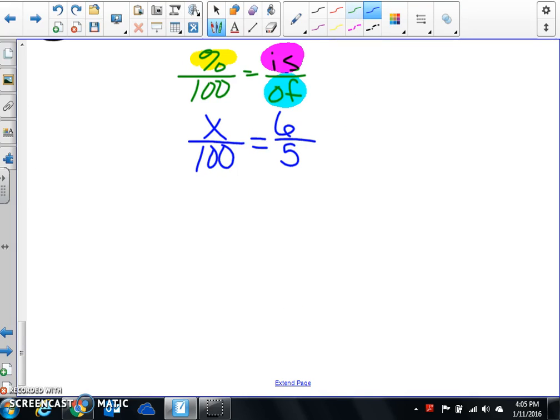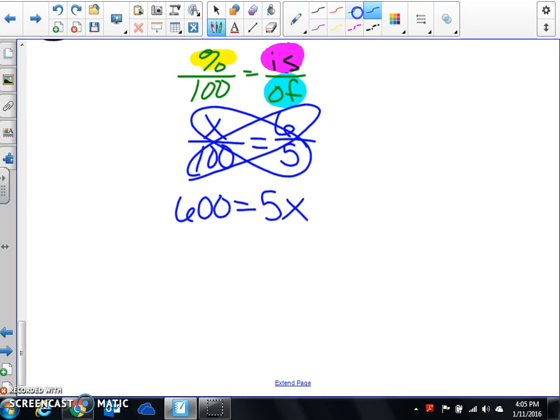Now let's do a little bit of cross multiplication. 100 times 6 is 600. 5 times x is 5x. And then I divide both sides by 5, giving me 120. Now, this time, remember, it's asking me for what percent. So this is 120%.